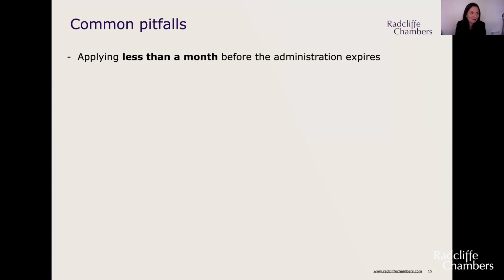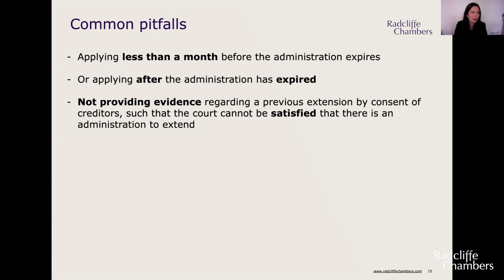It's not going to be the most expensive application you've ever made, but you still want the costs, and you're unlikely or less likely to get them if you've applied less than a month before the administration expires without a good reason for that. Or crucially, applying after the administration has expired. You just can't do it. You're not going to get your order unless there's the sorts of circumstances that I've explained, or there's something exceptional, which will very rarely, by definition, arise.